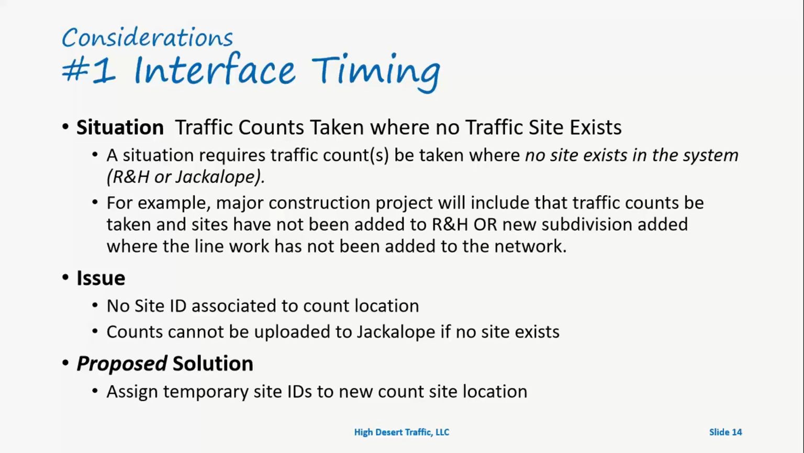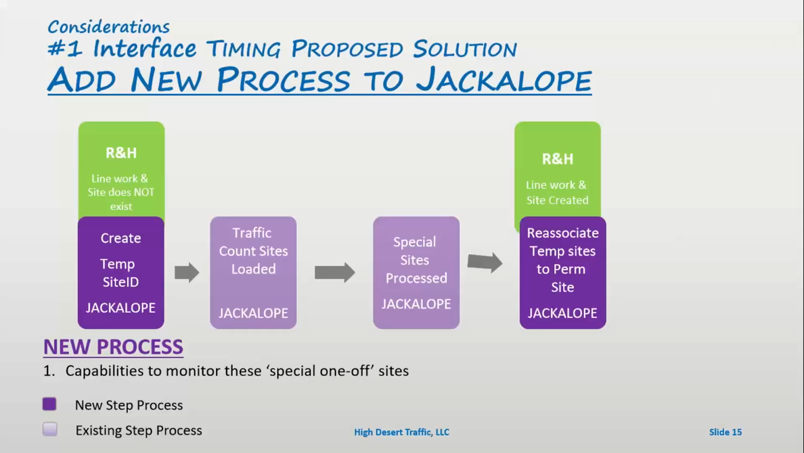So it's a new function that will be in Jackalope. This is looking at the solution in a pictorial or a diagram way, which I find, for me, visually, it helps to pair with the words. So I think this version, mine is sitting on top of it a little bit, but please note again, the color coding. The green is roads and highways, the purple is Jackalope. New step in the process is the darker purple, and then the existing step in Jackalope is the more transparent.